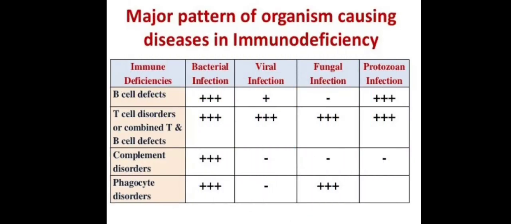So what are the types of infections which are common with these defects? B cell defects mainly have bacterial infection and protozoal infection. T cell disorders have viral and fungal infections as well. A combination of T and B cell defects presents with all these problems: bacterial, fungal, viral, protozoal. Complement disorders generally don't have any problem with viral or fungal infections. So the main problem will be bacterial infections. Phagocyte disorders, bacterial and fungal.